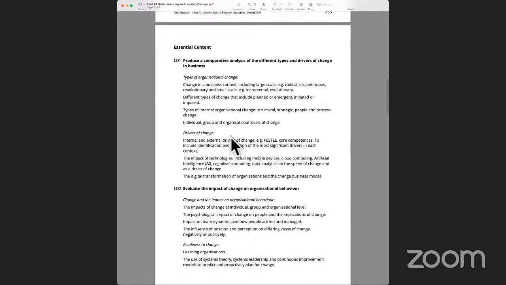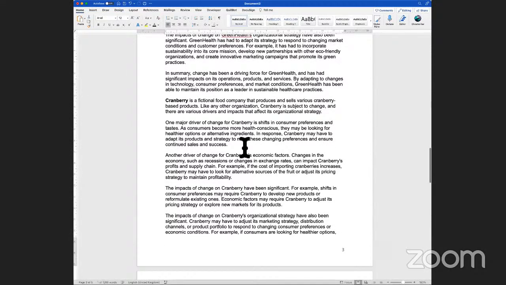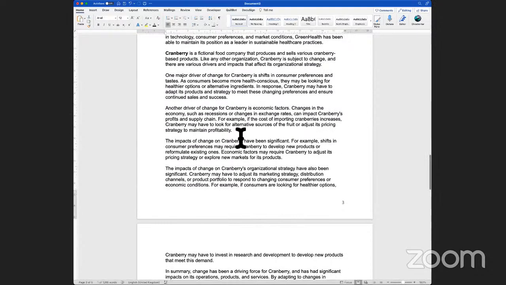If I go back into the indicative content, what you're going to see is that it gives me details about what needs to be discussed when we talk about the impact of drivers of change. So technology is driving the change, and that is what I've looked at in the assignment in terms of my introduction, starting with the first task. Then I've looked at Cranberry, again a fictional food company. There I've identified some background, some major drivers of change, and then talked about the impact of the change in terms of the factors affecting the company.